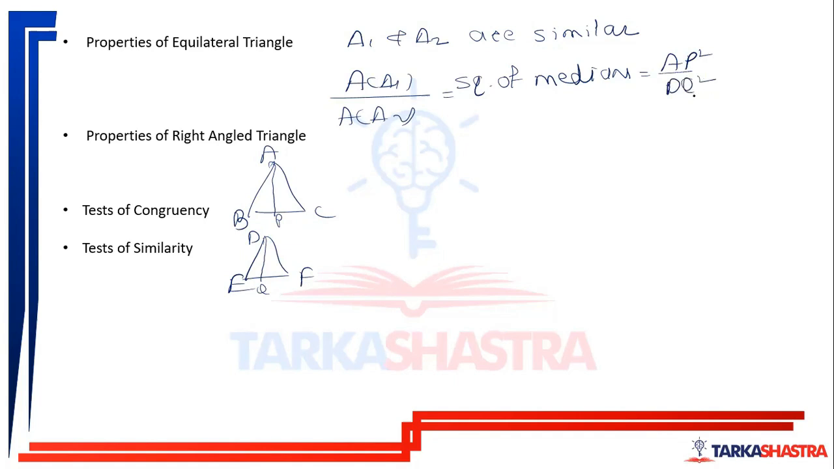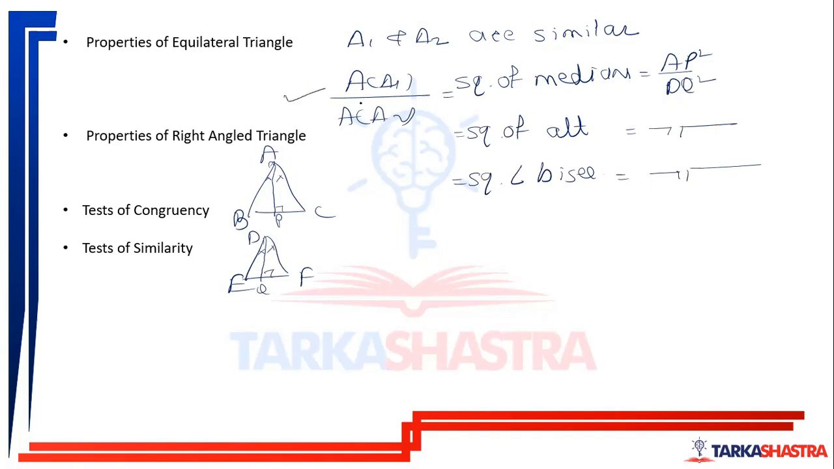Then the ratio of areas of two similar triangles is also equal to the ratio of squares of their corresponding altitudes. If in this case we assume that these two are altitudes, then the same formula is applicable. And this ratio of areas of two triangles is also equal to the ratio of squares of their angle bisectors. So if these two are angle bisectors of the respective angles, then these properties are also applicable.